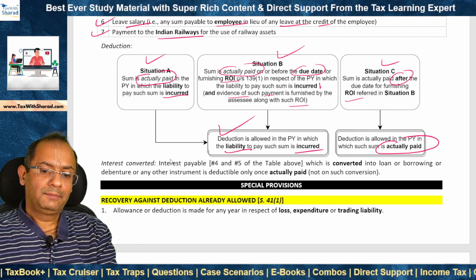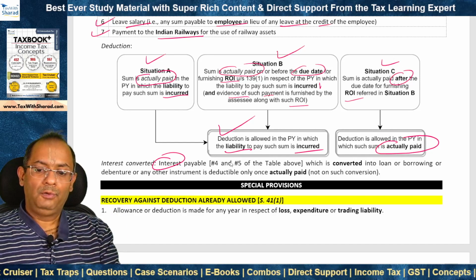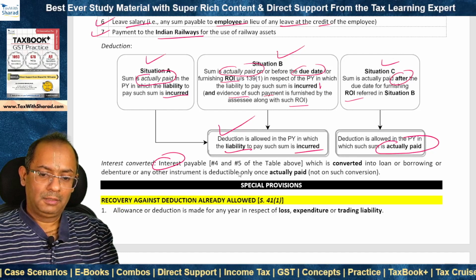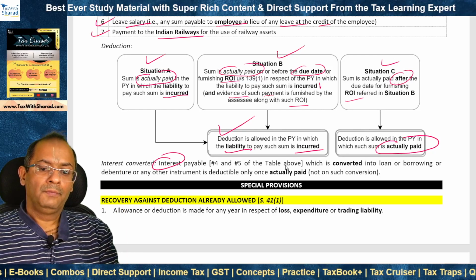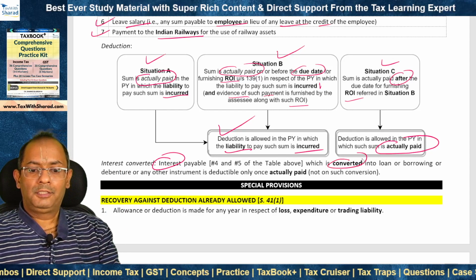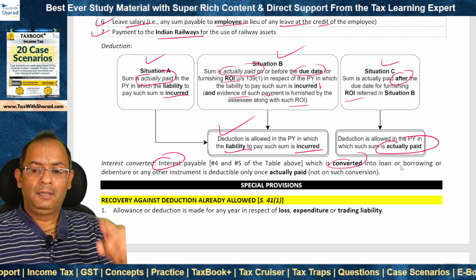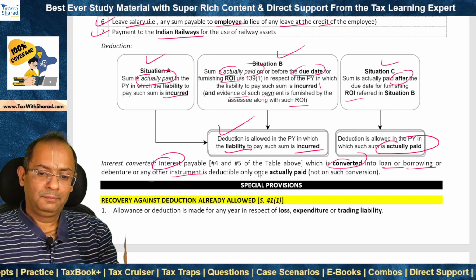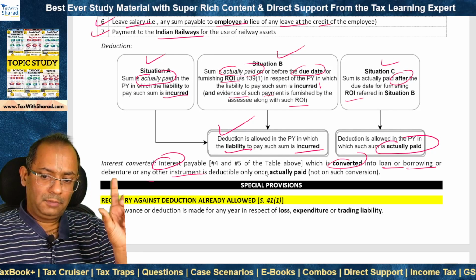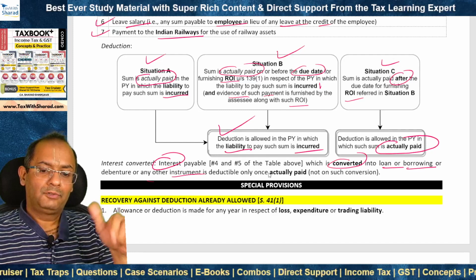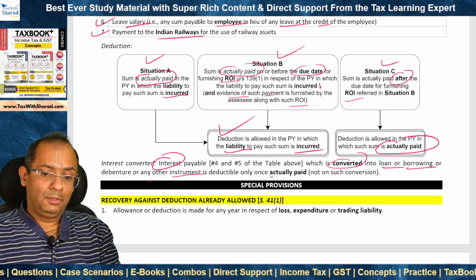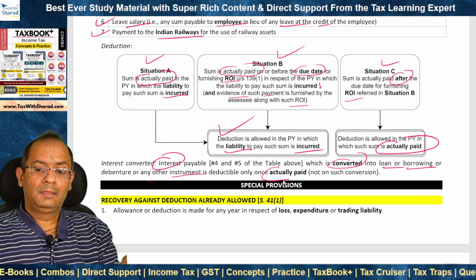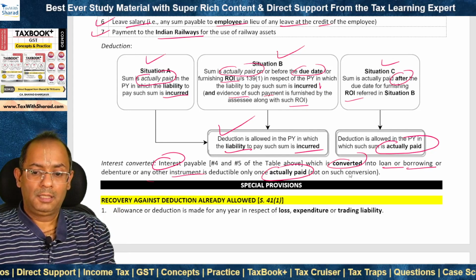In certain cases, interest may be converted into a loan. So interest is payable. As we saw, it is one of the sums which is covered by section 43B. Interest which is payable, instead of actual payment of interest, may be converted into another loan or borrowing or debenture or any other instrument. So that conversion is not considered as constructive payment, and therefore deduction is not allowed. Deduction of such interest payable is allowed only once such interest is actually paid, not on such conversion.